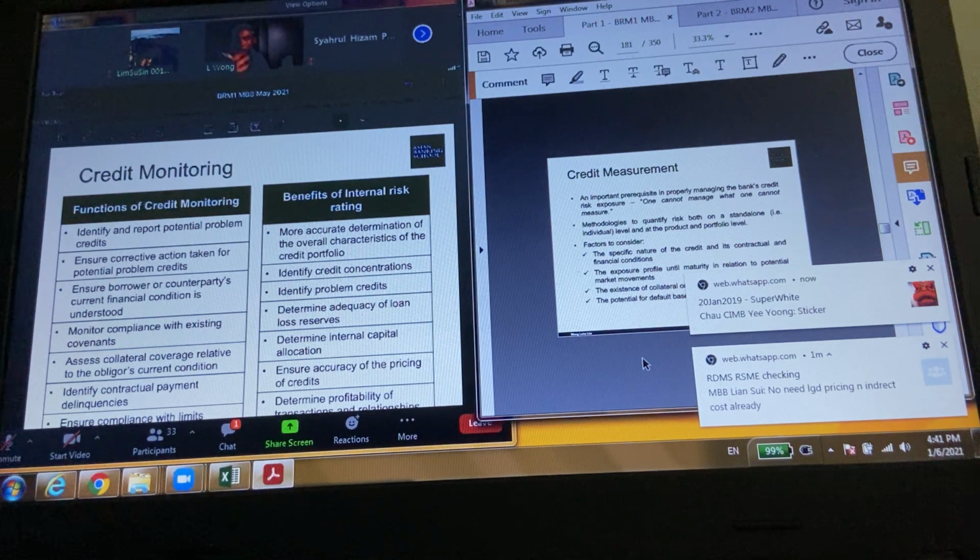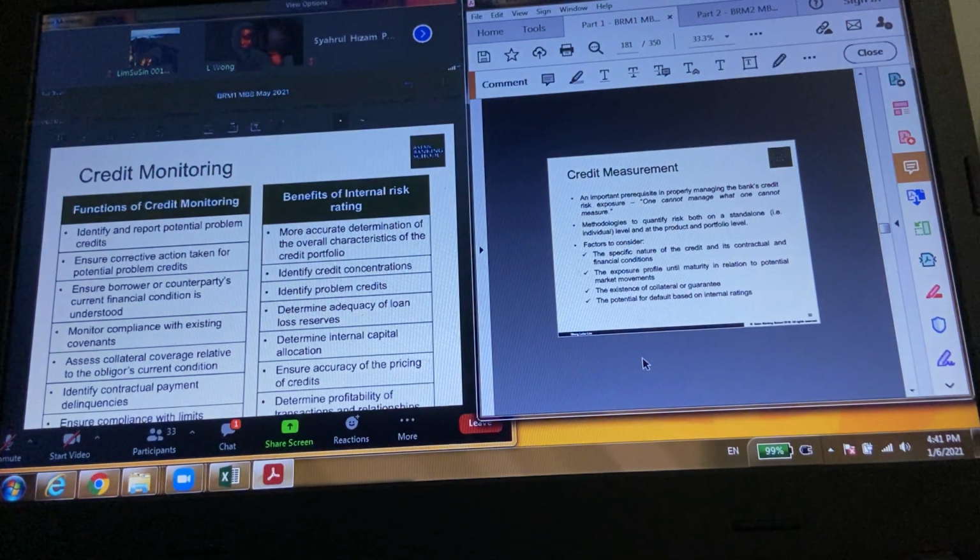So I'm sure in Maybank, I don't know what your procedures are, but I believe that most customers will need to be reviewed on a yearly basis, at least once a year. If any one of you is in credit risk, maybe you should know the frequency. But I believe the frequency should be at least once a year. Some can be 6 months or something like that.